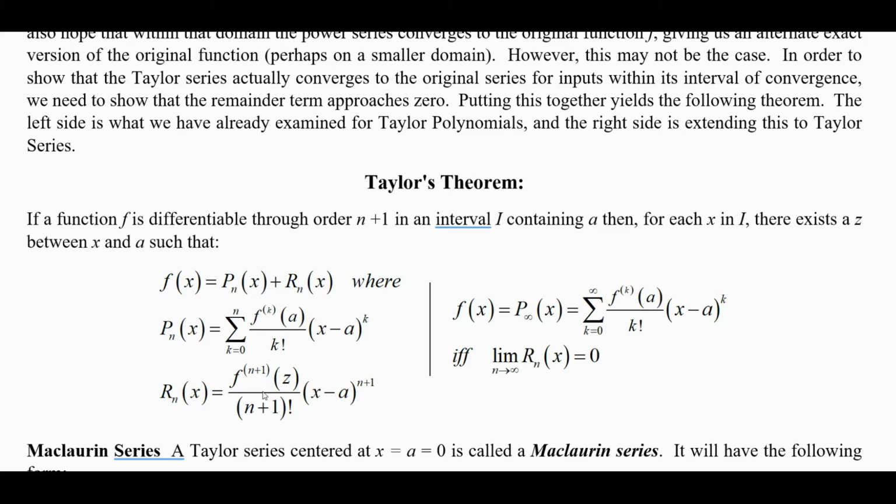Okay, so z is unknown, so it's a little bit hard to know exactly what this is, but often you can get a bound on it because you can say, well, this derivative is no bigger than something. Okay, so that's just on the polynomial side.